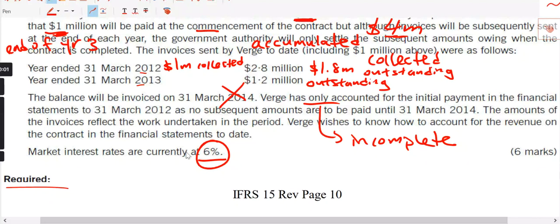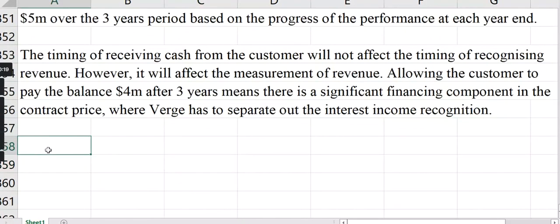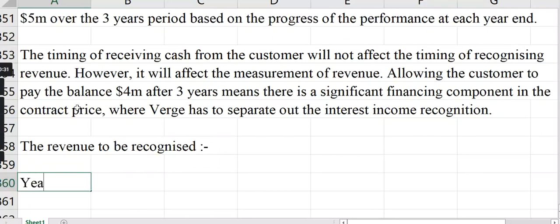So we want to know how to account for the revenue on the contract in the financial statement to date. To date means accumulated. So far, have I discussed anything? Yes, I did. I talked about over time, and I talked about the need to do discounting. Up next, I have to calculate the revenue to be recognized in respective years. Year end 2012.